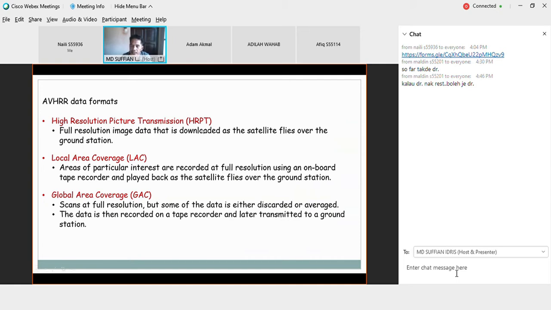Kalau HRPT, kita perlukan antena, ground receiving station sendiri. Setiap kali dia lalu, dia automatic akan download data ke ground station.